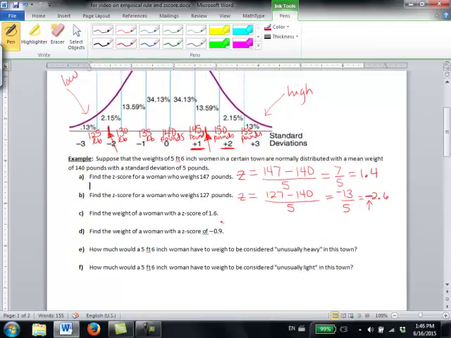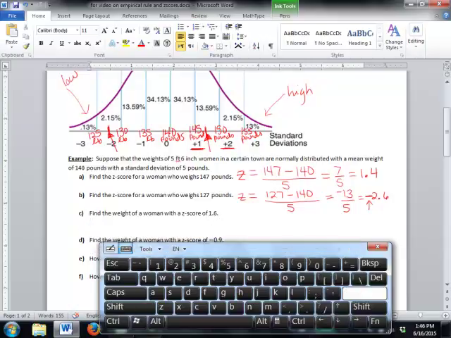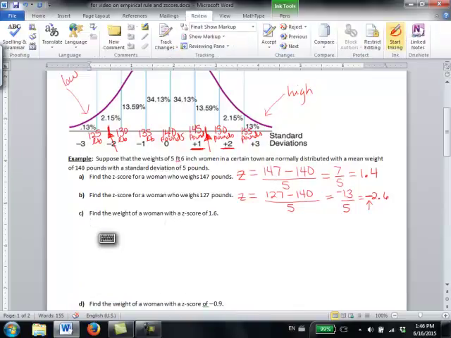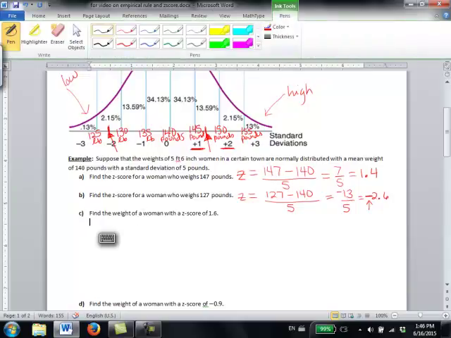And now let's try it backwards. It says find the weight of a woman who has a z-score of 1.6. So in this case, we're going to solve for the data value when we have a known z-score. So the z-score formula says that our z-score is 1.6, and that equals the data value, I'm going to call it x, minus the mean, which is 140, divided by the standard deviation, which is 5.